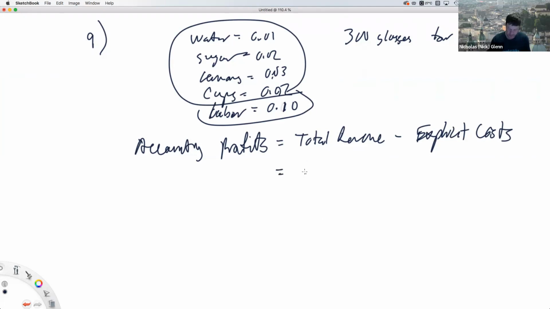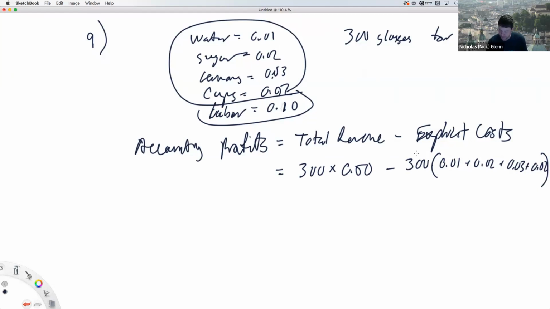So let's find these accounting profits. Total revenue is 300 times 0.5 minus the explicit cost. So it's 300 times (0.01 plus 0.02 plus 0.03 plus 0.02), that's 8 cents. 300 times 50 cents is $150. 300 times 0.08 should give you $24.